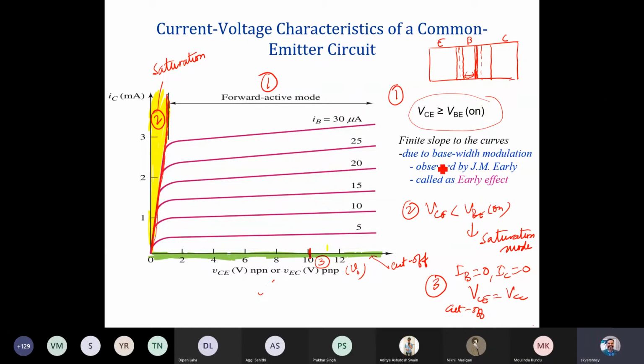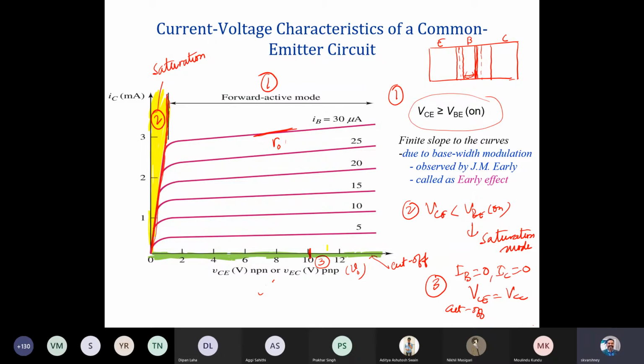And because of the base width modulation, it has a certain finite slope. So if we find 1 over r naught, we can obtain the output, because this is an output characteristic. If we find the slope of this curve, 1 over the slope gives us the finite output resistance, which is r naught. Though the value of finite output resistance r naught is very small, it plays a very significant role when you look into its amplification characteristics.